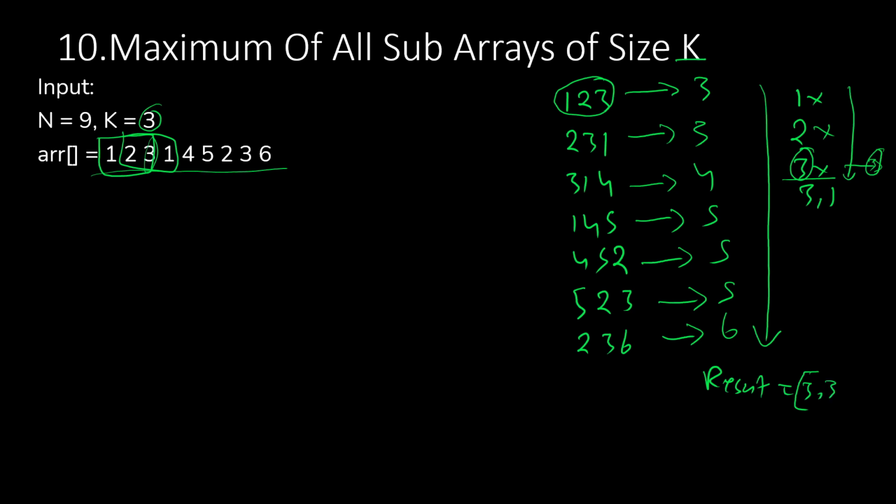Now again another 3 will be entered. Okay, 3 1 has been finished. Now coming to the 4. 4 is max. Okay, 4 is max than 1. So one element will be removed.